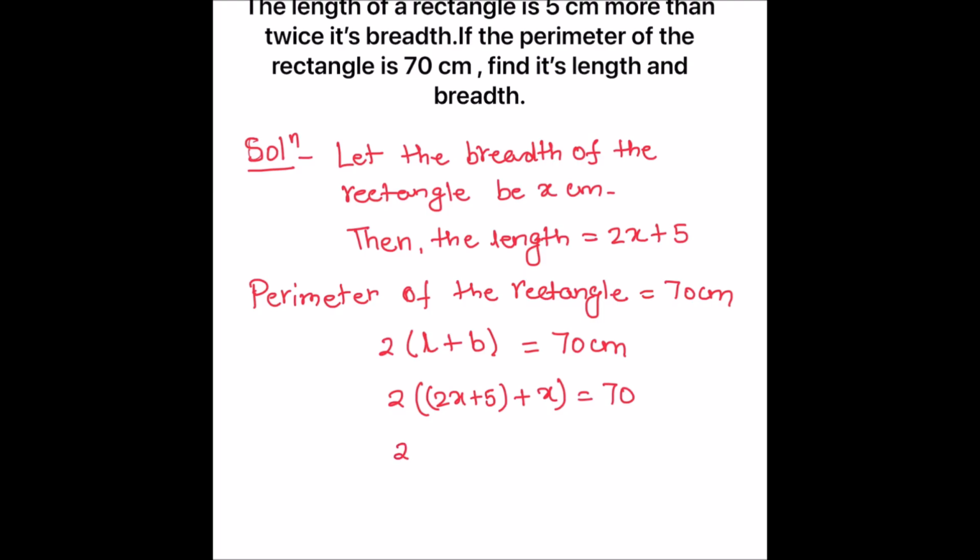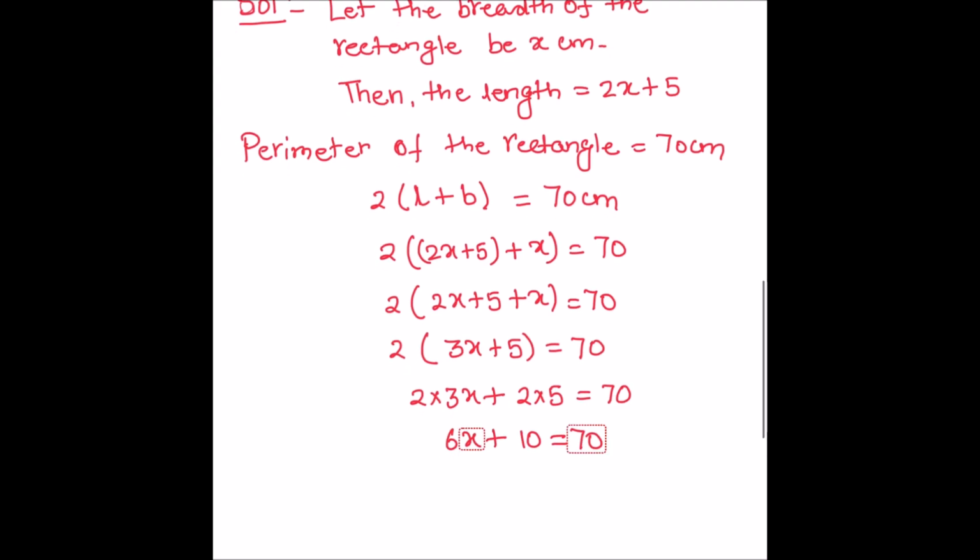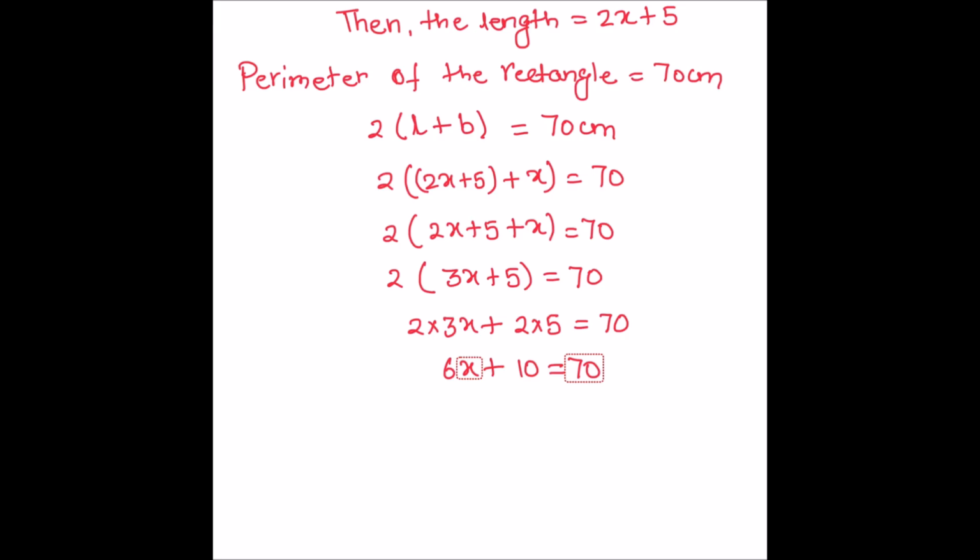Let's solve the equation. This will be 2 times (2x plus 5 plus x) equals 70. In the next step we have 2x plus x will be 3x, plus 5, equals 70. Now let's distribute the 2 or open the bracket. So this 2 will be multiplied. This will be 2 times 3x plus 2 times 5 equals 70, or 2 times 3x is 6x plus 10 equals 70. To find the value of x, we will subtract 10 from both the sides.